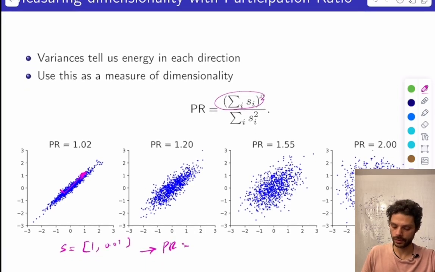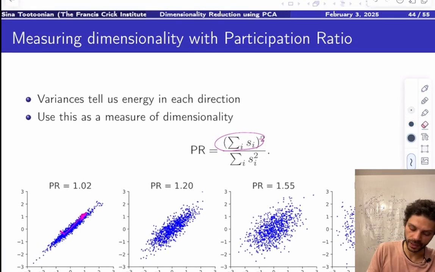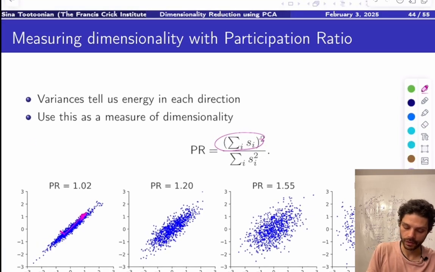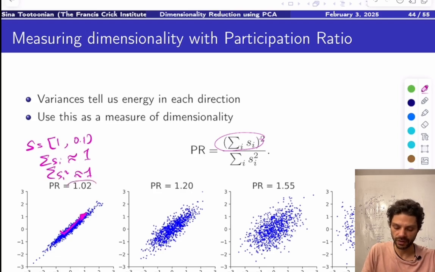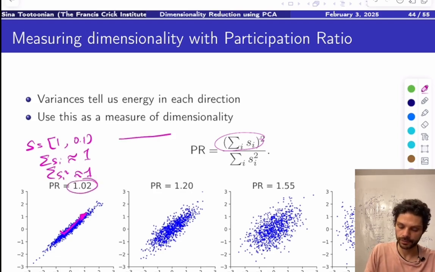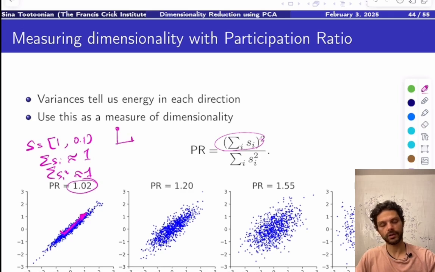Let's just do that again. In this particular case, S is equal to some large amount corresponding to this direction, and then maybe some small amount. Well, if we compute the sum, the sum of S_i is basically equal to 1, and the sum of S_i squared is basically equal to 1. If you take the ratio, you get something very small. It just says most of your energy is there. There's only one principal component, so this is basically a one-dimensional data set.